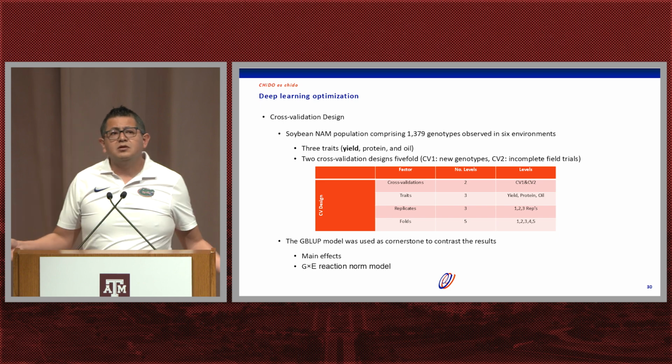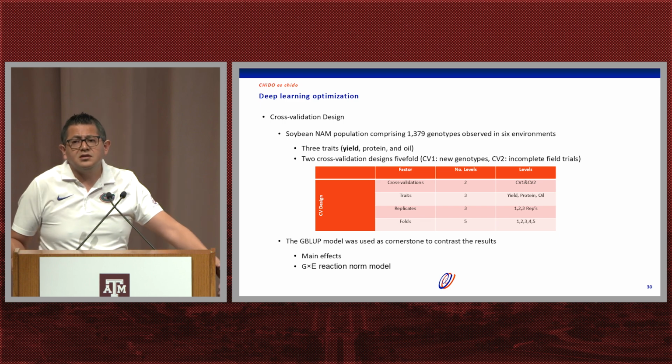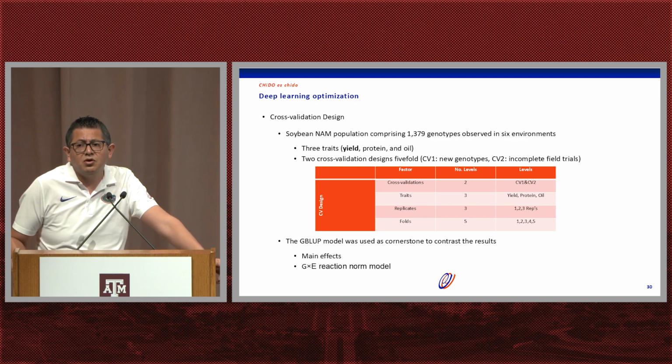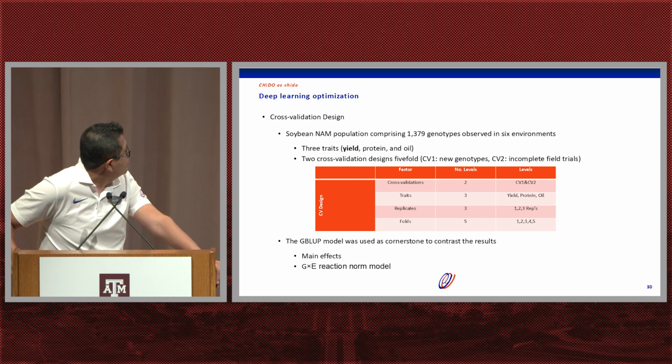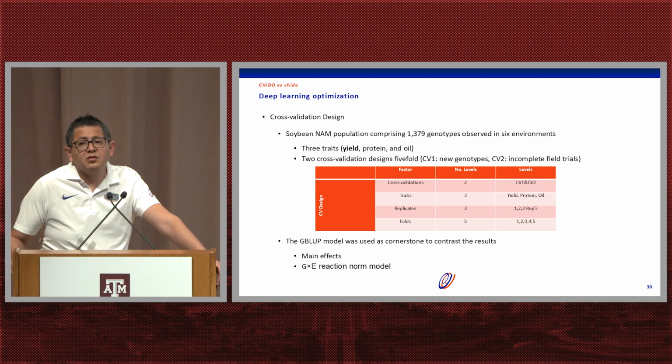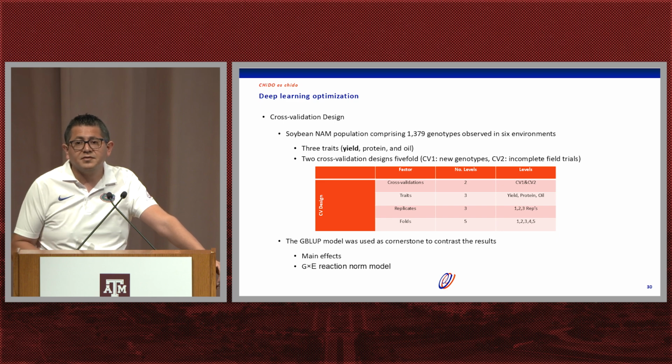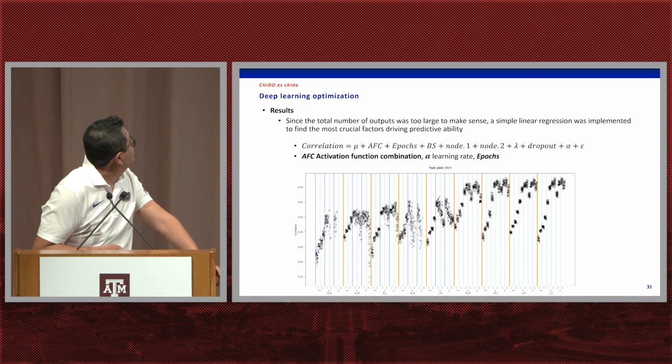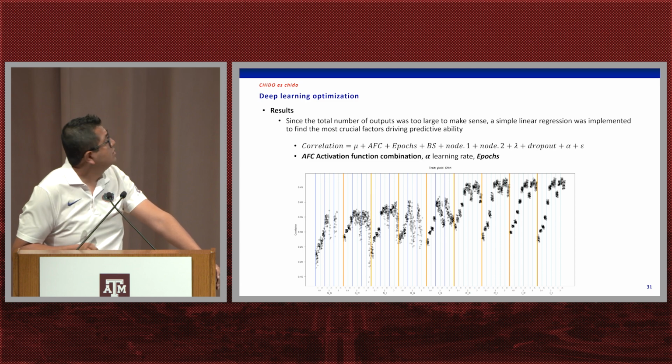And we have to contrast with something. So we initially thought of using the GBLUP model, right? The simplest method that we can use for running the comparison. And also the G by E reaction norm model, where we introduce the interaction effect in the model. And these were the results.